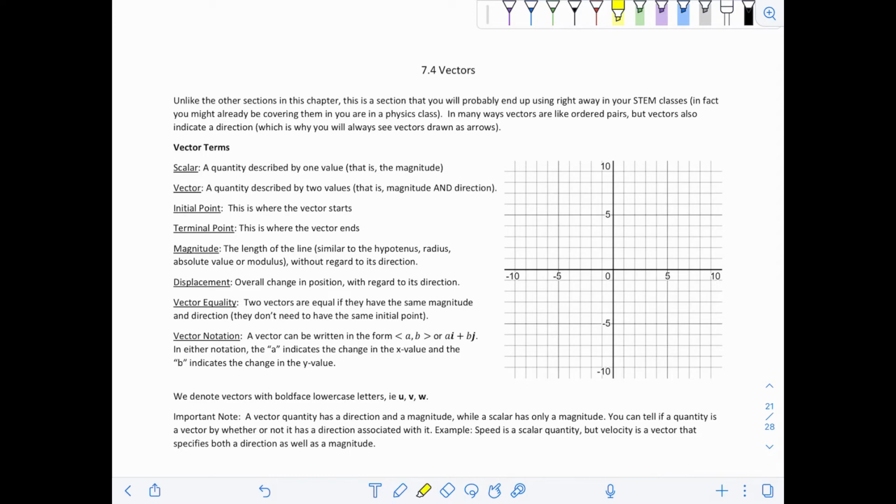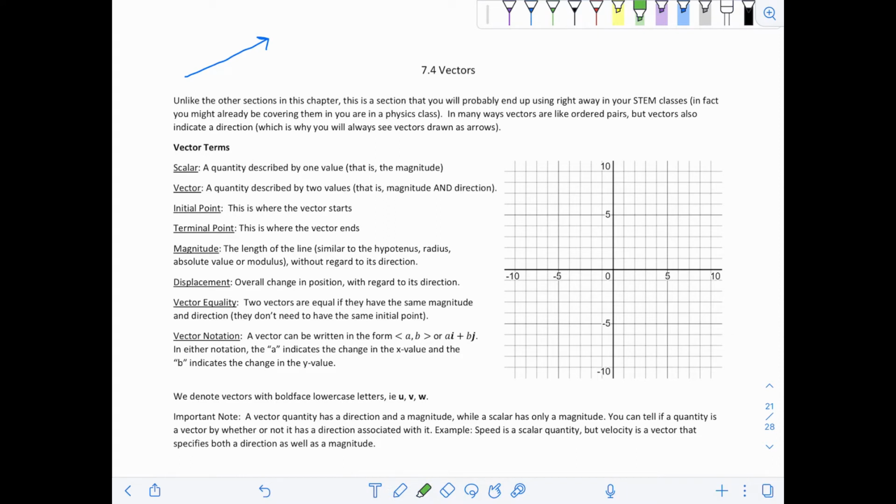The thing about vectors is that we're trying to indicate both a direction of something and a magnitude of something. And so for that reason, one thing with vectors is it's not just a line that we're looking at, but it's a line with an arrow, and that's because we're trying to indicate a direction.